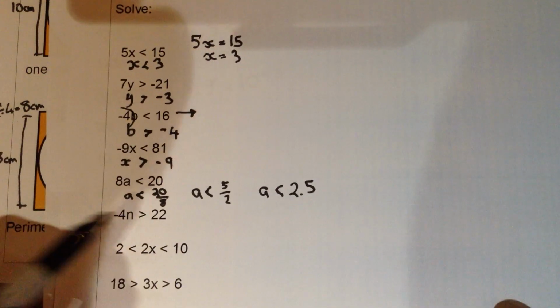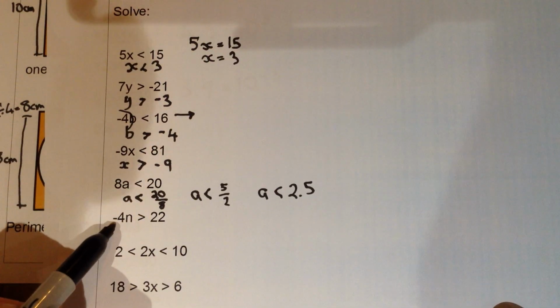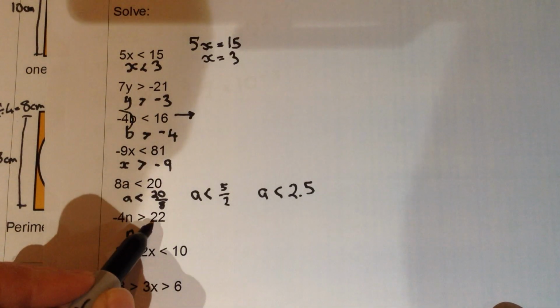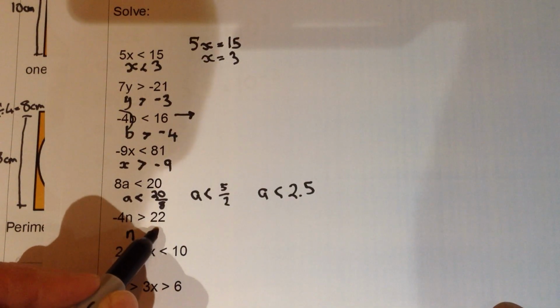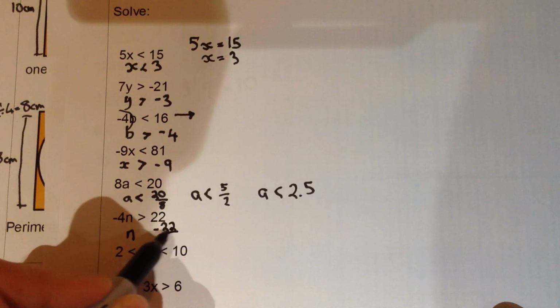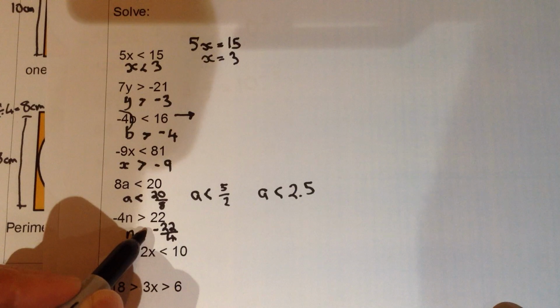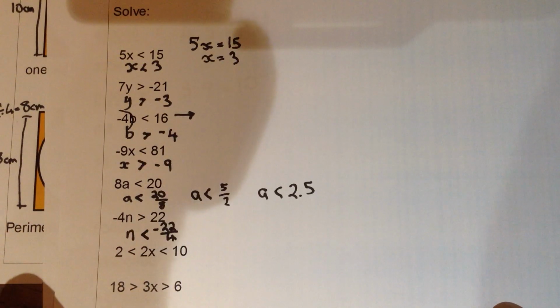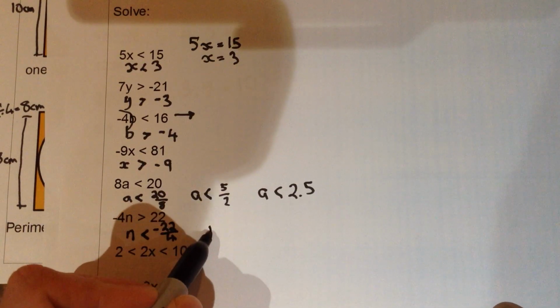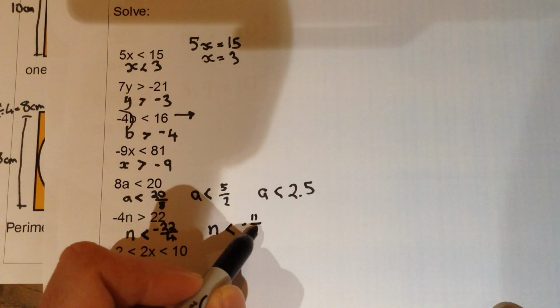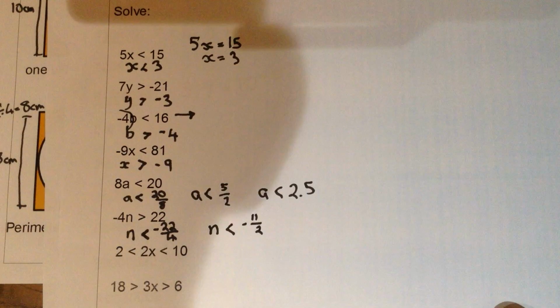Same thing for the next step, but again look, we're dividing by a negative number. So that will give me n, 22 divided by minus 4, that's minus 22 over 4. And we flip the sign because we've divided by a negative. Now I'd simplify this to give me n is less than minus 11 over 2.